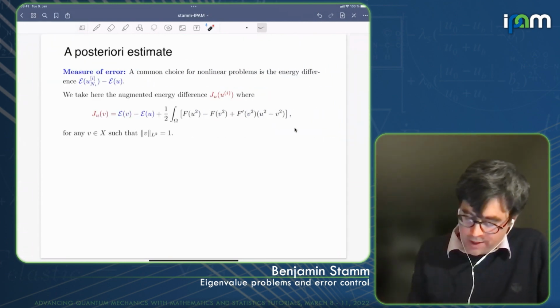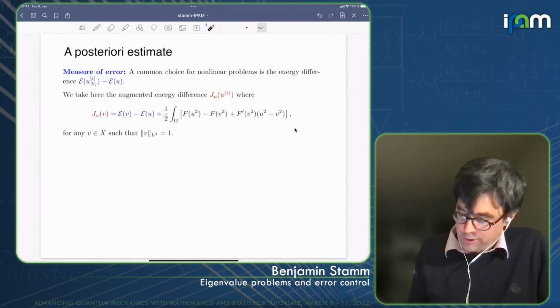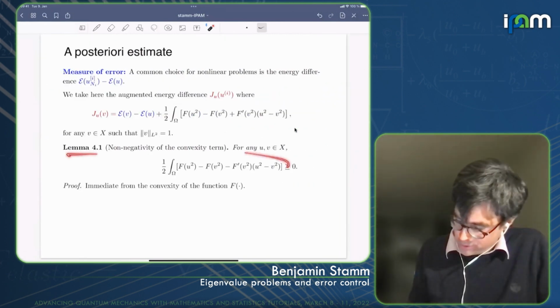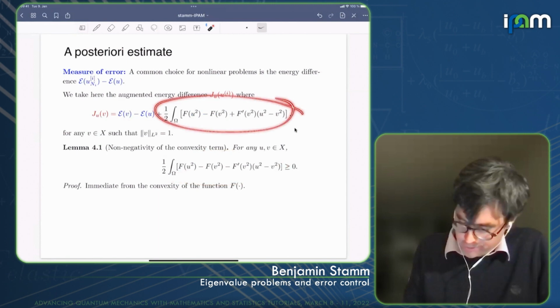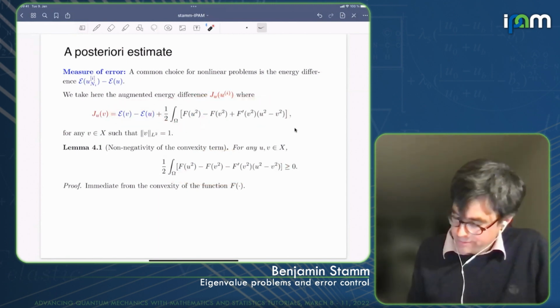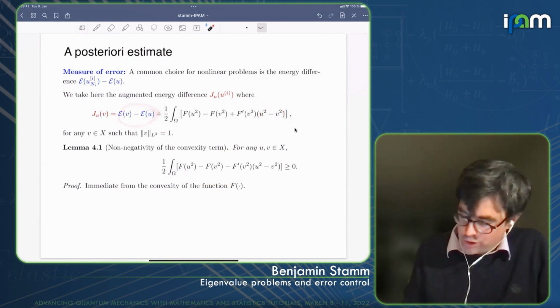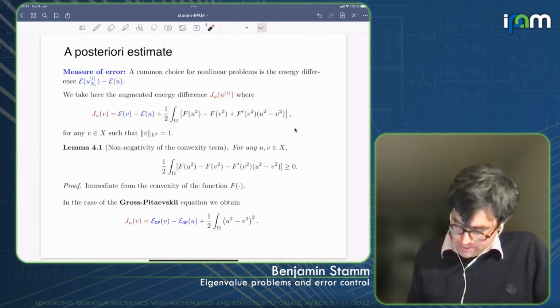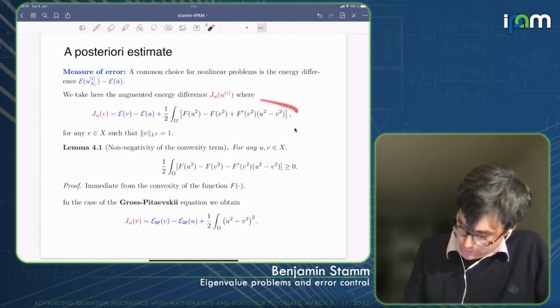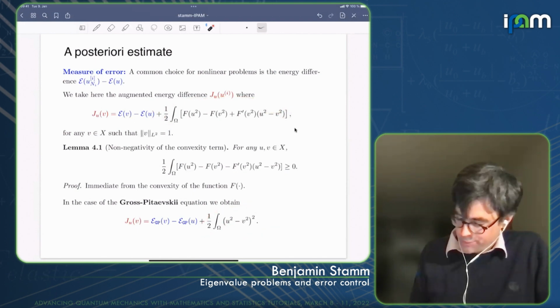What we do here is we augment the energy difference, this is the energy difference, with an additional term that is positive. You can prove that this term, at least for convex f, is a positive contribution. So you have the energy difference plus something else, and you see if u is v, then this term cancels and this term cancels. So whenever you have equal energy, this term is also 0. Then again, in the case of the Gross-Pitaevskii equation, this additional term is nothing else than u squared minus v squared, squared, and it's obviously a positive contribution.